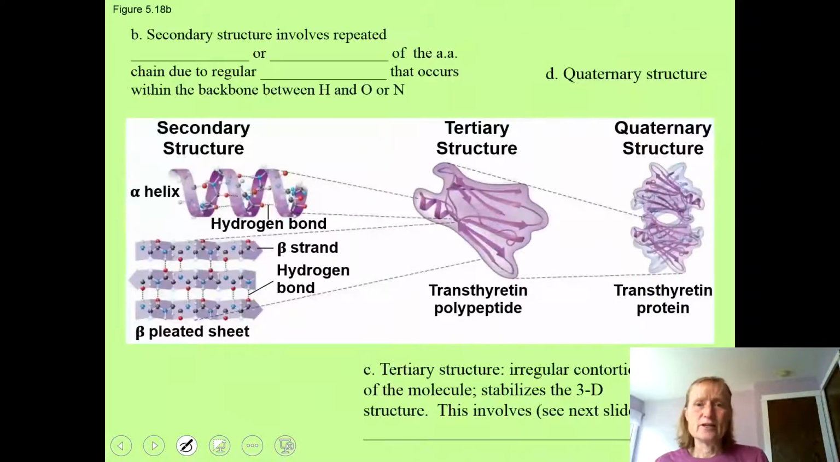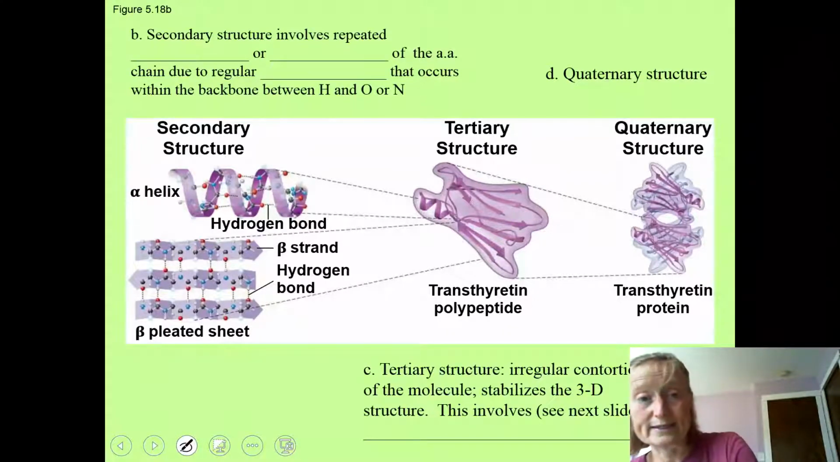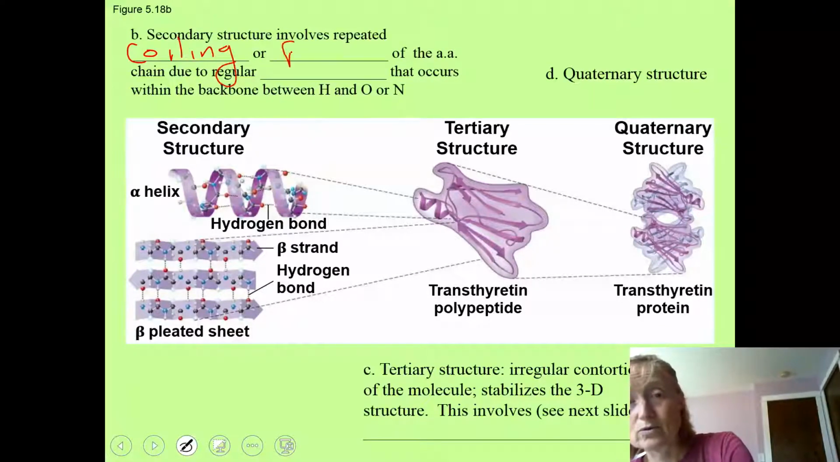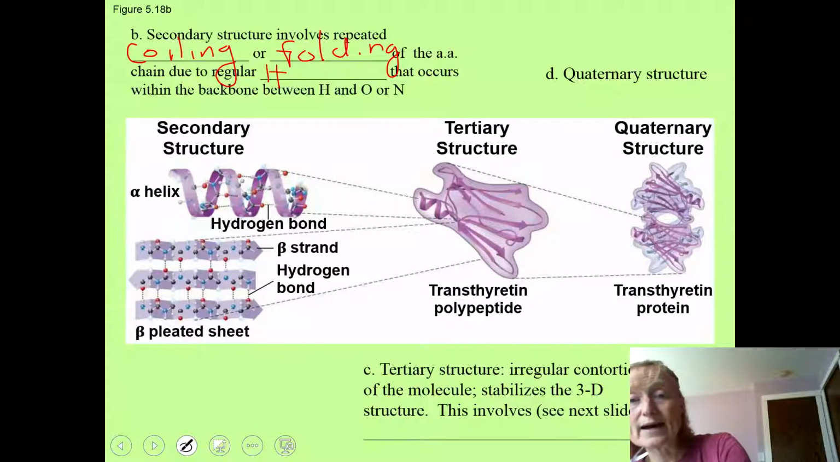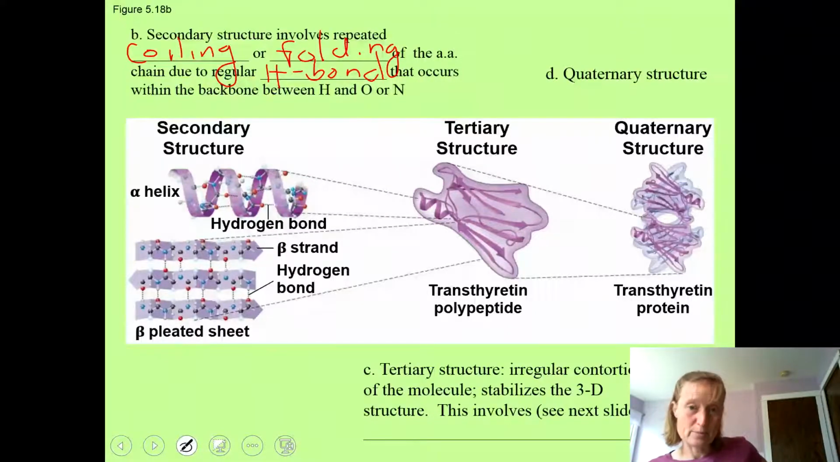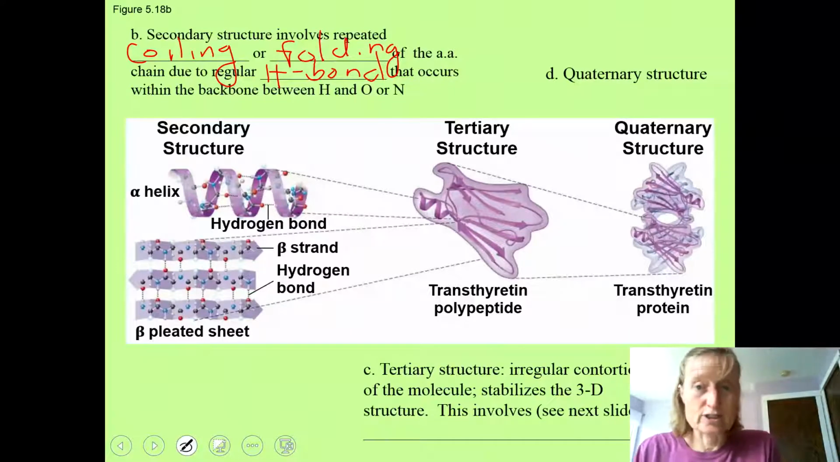But then you get more complexity. The secondary structure involves repeated coiling or folding of the amino acid chain due to regular hydrogen bonding that occurs within the backbone between hydrogen and oxygen, or hydrogen and nitrogen.